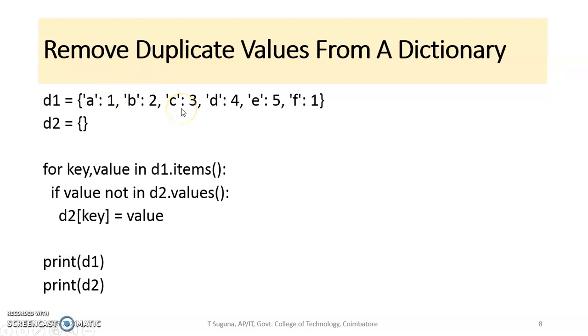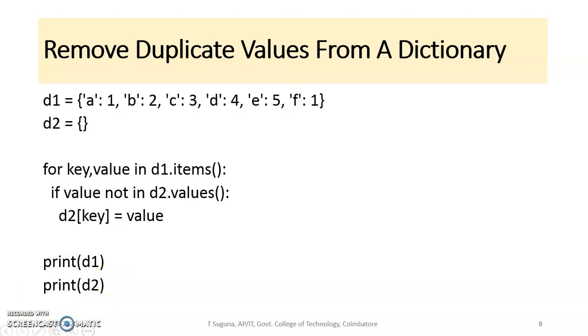This is removing duplicate values from a dictionary. For that, the first dictionary D1 has the values. The second dictionary D2 is the destination dictionary, which is going to be used to store the elements, that is, the key value pairs present in D1 are copied to D2 with unique values. If there is a duplicate, it is skipped for the copying operation. So for key, value in D1.items(), if value not in D2.values(), that is, the value is not available in D2, then only the key value pair is copied to the dictionary D2. Then finally you print D1 and D2.